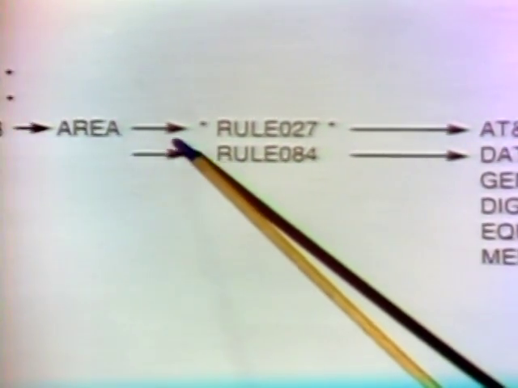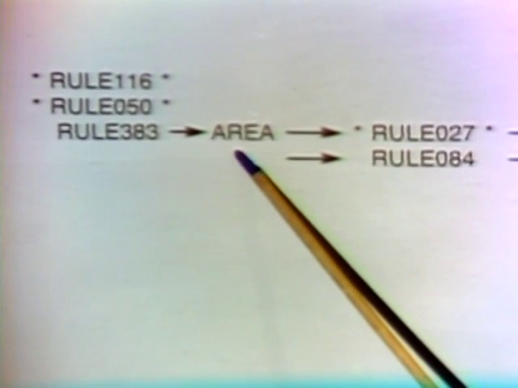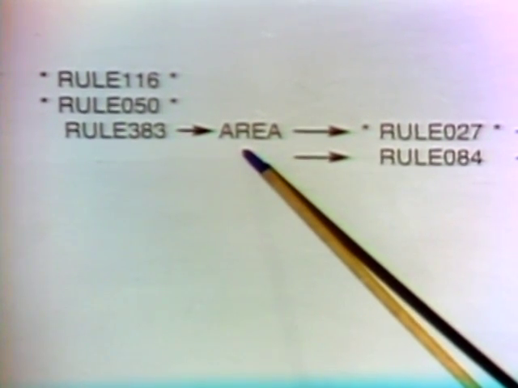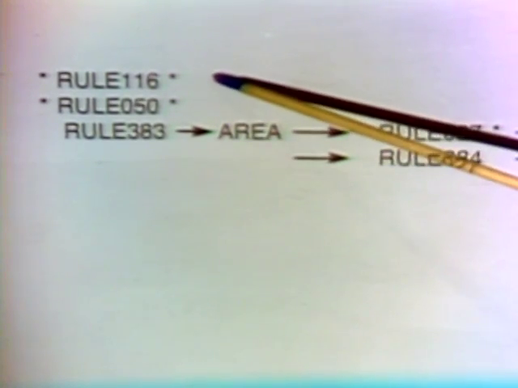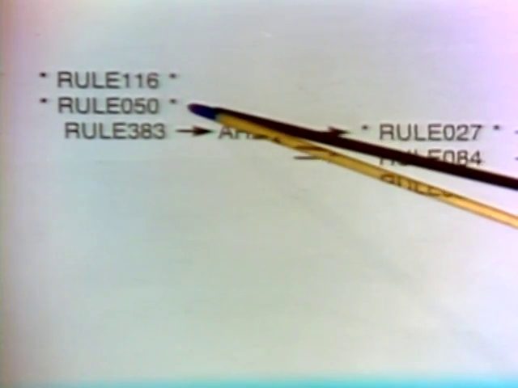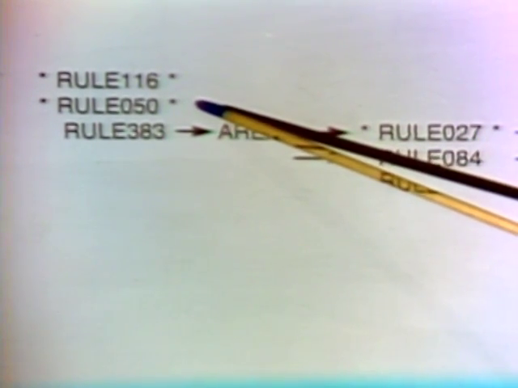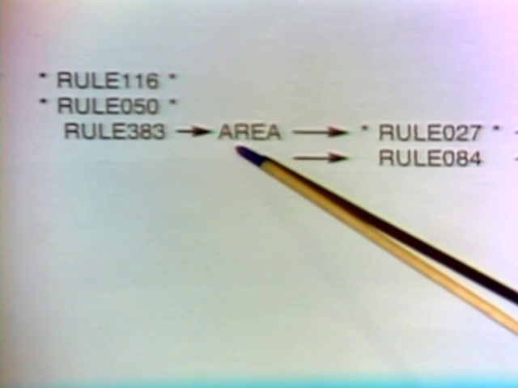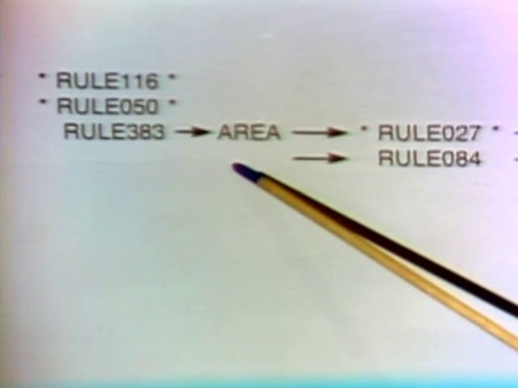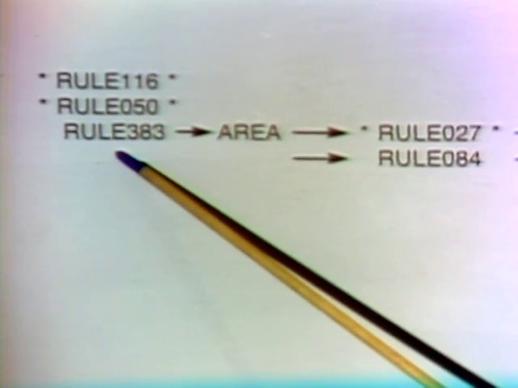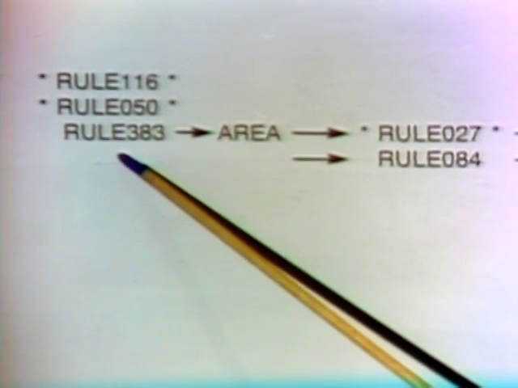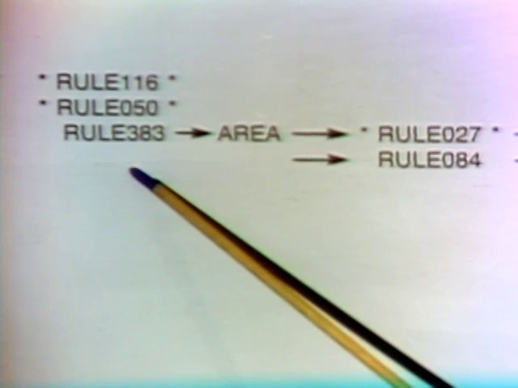Well, we back up a little further and discover that that was there because we didn't have any value for the area for the investment. And earlier on, we lacked a value for area because we only had these 2 rules, 116 and 50, to give us that area. They both failed. We got no value for area. That allowed Rule 27 to succeed, and that gave us the AT&T. But now we've added this new rule. We've added 383. That was the new rule we got a few minutes ago.